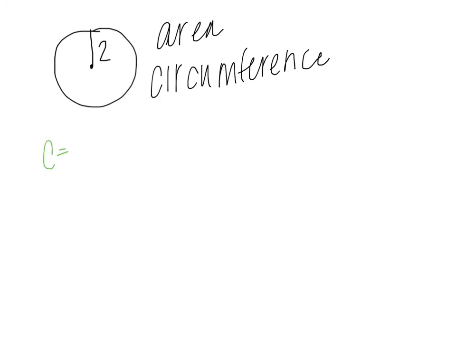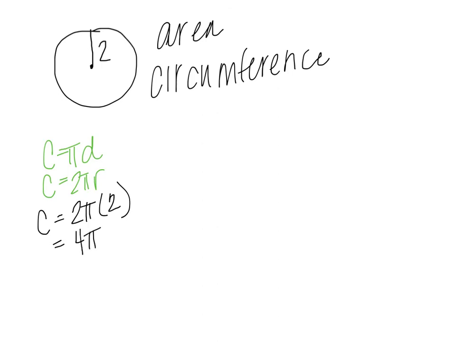So we had two equations for circumference. The first one we had was circumference equals pi times diameter. And the second one was circumference equals 2 pi r. Now, if I look at this figure, they're giving me a radius. So that means I need to use the second formula. So I'm going to say circumference equals 2 times pi times 2. So if I rewrite this, I can do 4 pi.